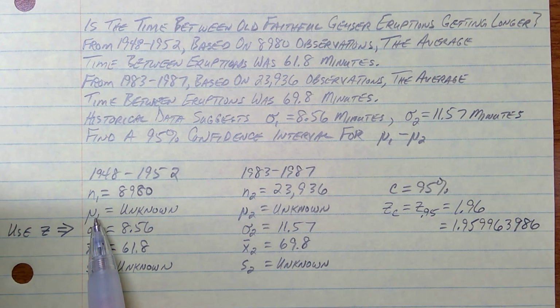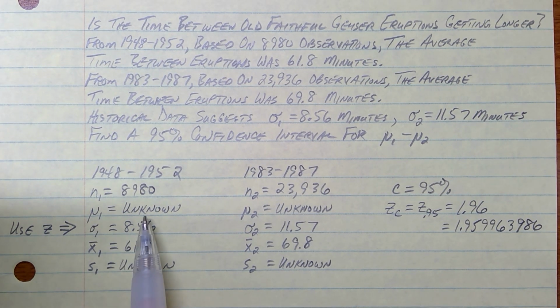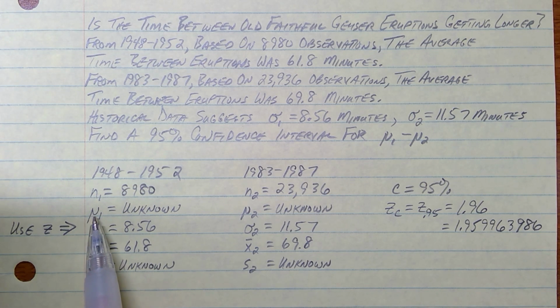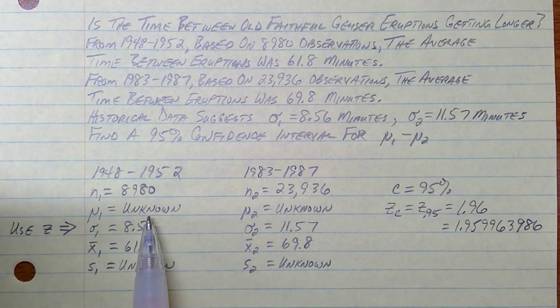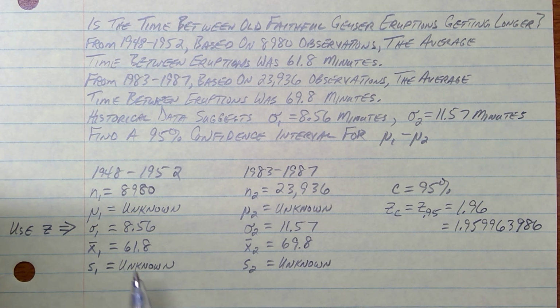We don't know what the true population average is. It's unknown. They didn't give it to us. We're going to guess at it using the formula, using our sample. So our population average is unknown. Our population standard deviation they gave to us as 8.56 minutes, so give or take 8.56 minutes.